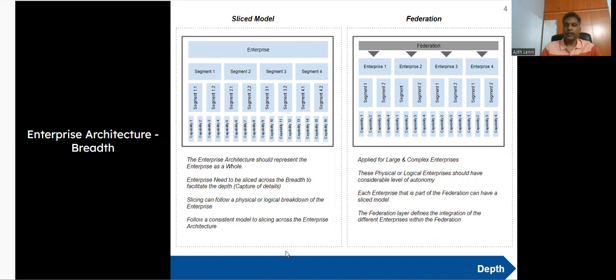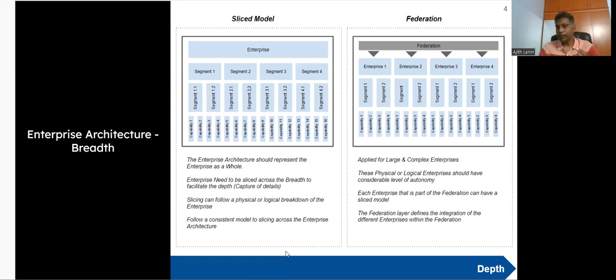Breadth can be defined in two different ways. One I'm calling the slice model, where an enterprise is first broken down into segments, and it can be further broken down into sub-segments, or to any level, down to the capability level, whether it's the business capability level or further down into the IT capability level. The key thing to remember is that when we slice, the enterprise architecture should represent the enterprise as a whole. We cannot leave any gaps. The enterprise needs to be sliced across the breadth to facilitate the depth.